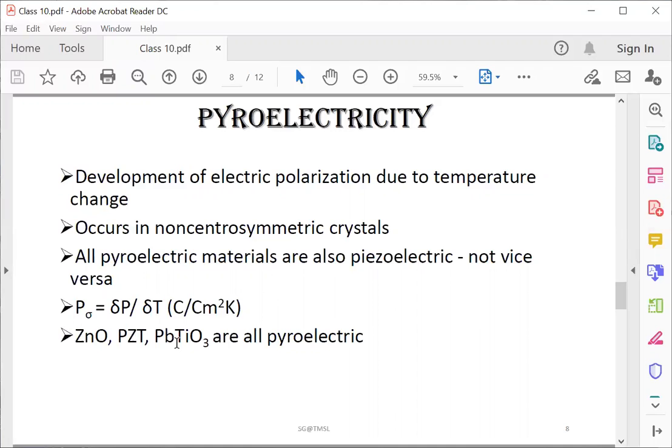So here you see, among the three materials, PZT and lead titanate have lead in their composition, but zinc oxide does not. Lead material normally is not used in the VLSI process line, because lead is not a user friendly material. It is a kind of hazardous chemical. That is why zinc oxide is now used frequently as either piezoelectric or pyroelectric material rather than PZT or lead titanate.